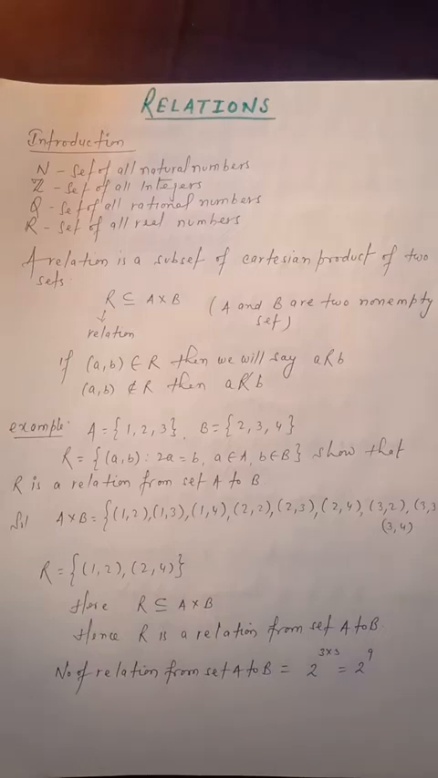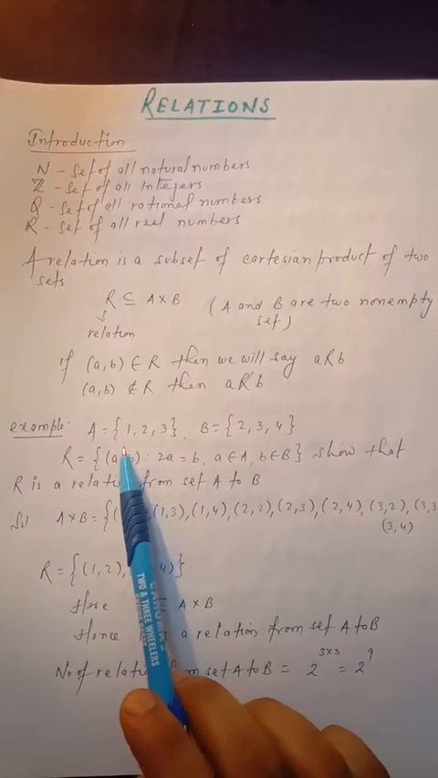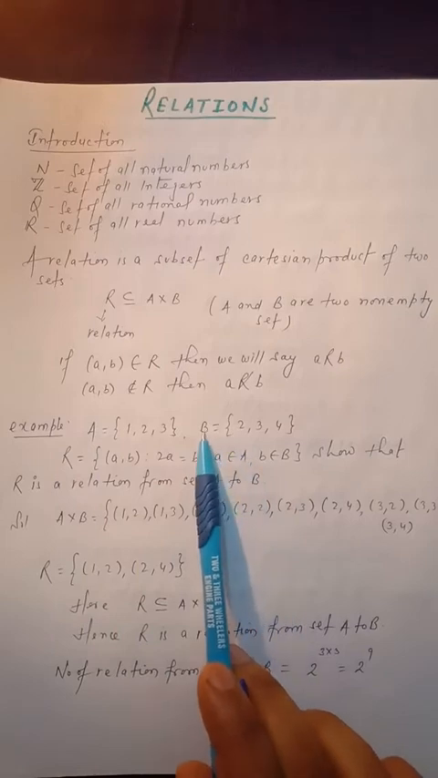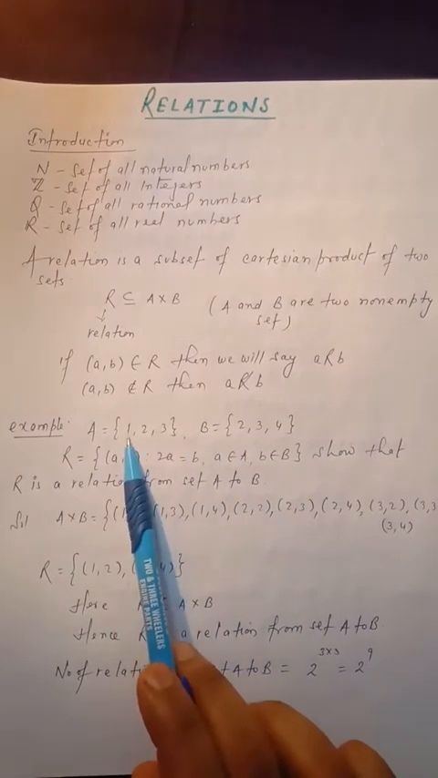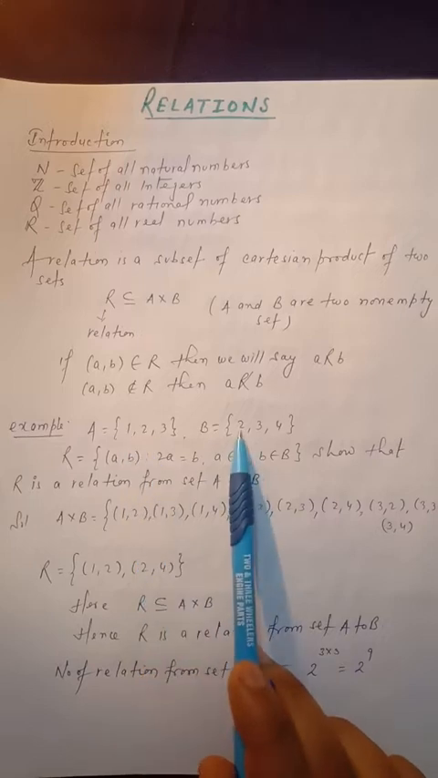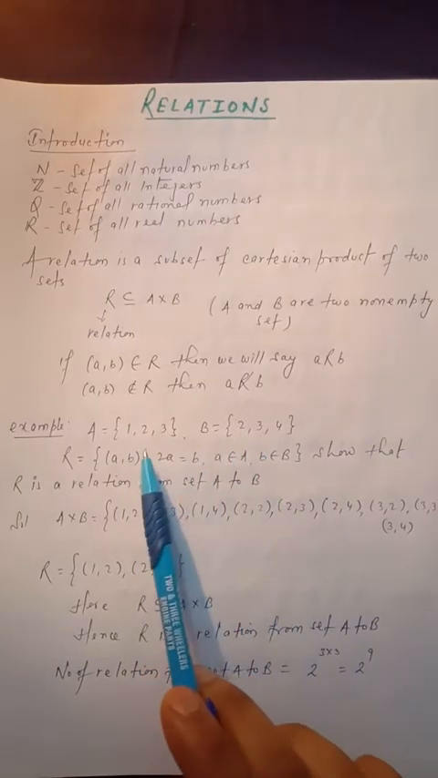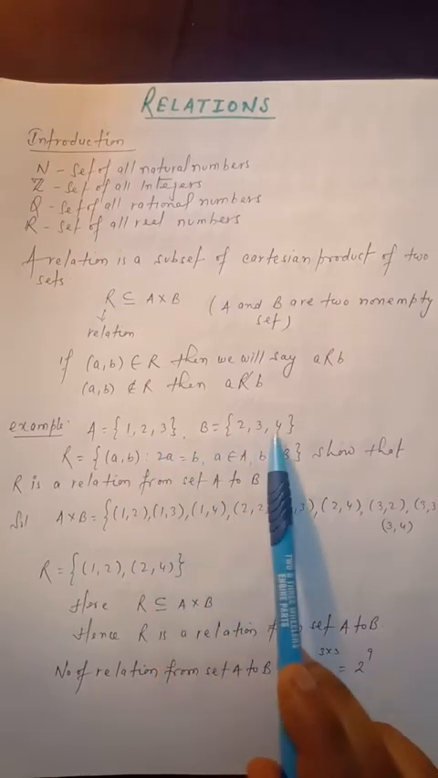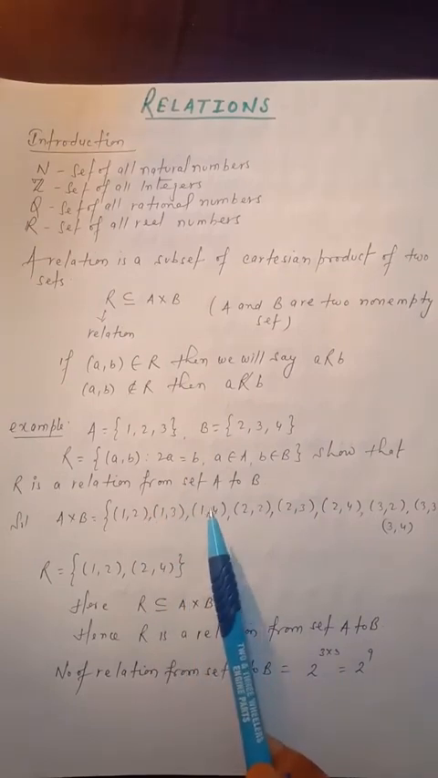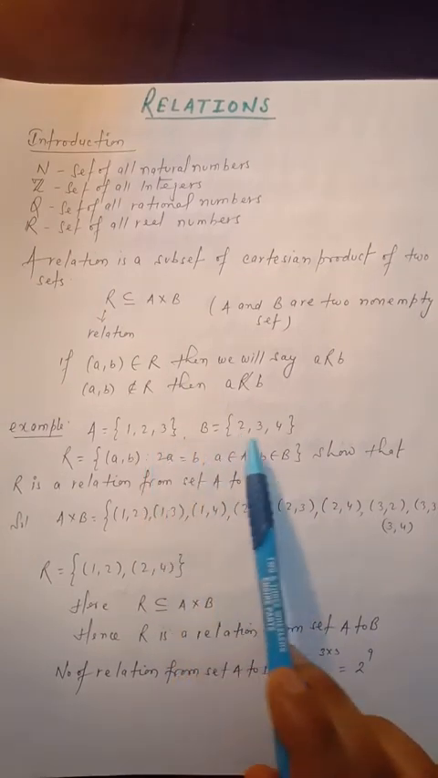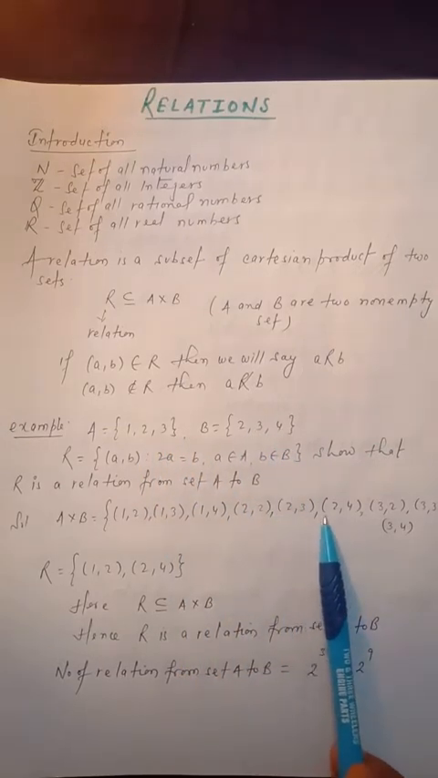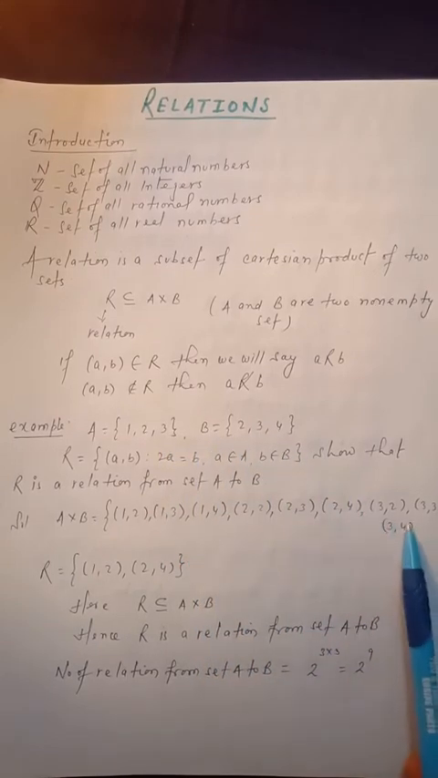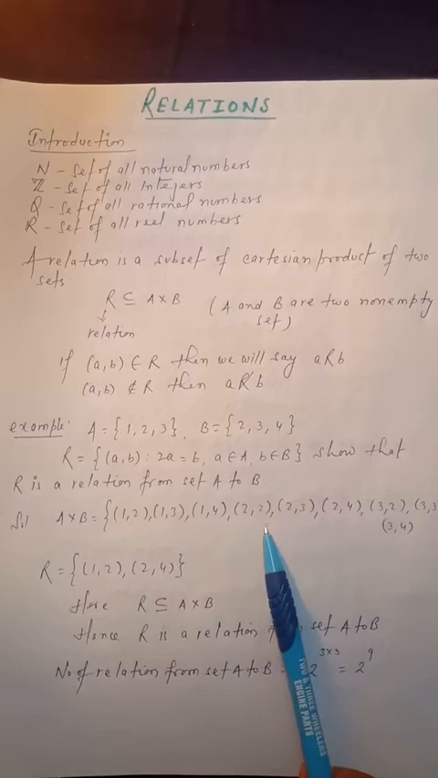Before that we have to write the Cartesian product A cross B. So what is the rule of writing A cross B? Since we are writing A cross B, I will take the first element of A and start making pairs with the elements of B. So the ordered pairs will be (1, 2), (1, 3), (1, 4). In the same way, next will be (2, 2), (2, 3), (2, 4). And finally it will be (3, 2), (3, 3) and (3, 4). So this is A cross B.